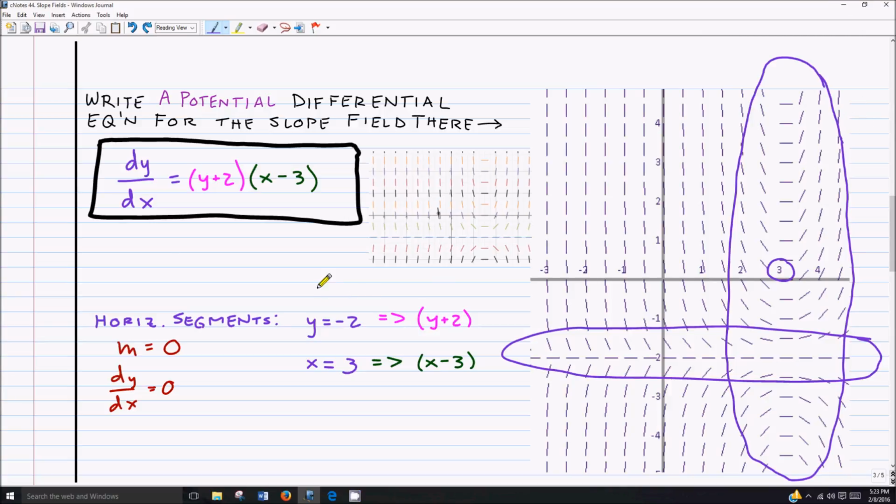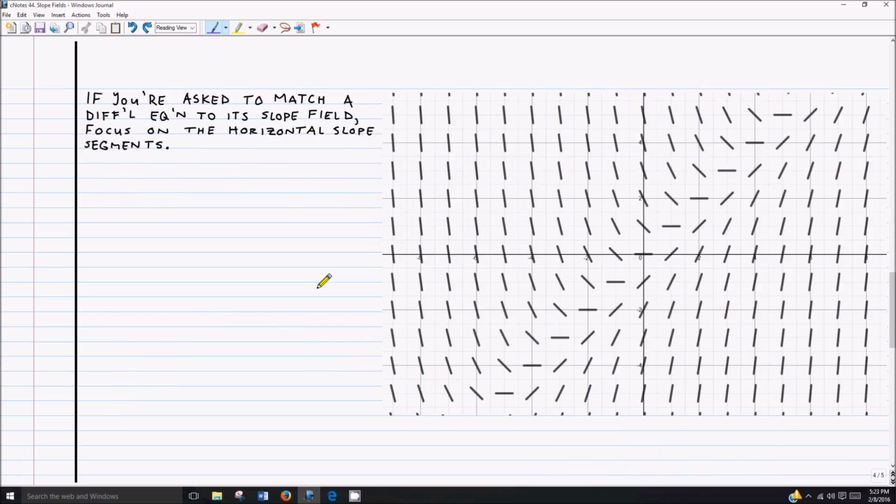Okay, so with that in mind, we basically hit everything that's possibly out there. The last thing I want to do is leave you with some parting thoughts about slope fields. If you're asked to match a differential equation to a slope field, you can really just focus on the horizontal line segments, the segments that have slope 0. And of course we just saw why: those slopes cue us into the zeros of the differential equation. They allow us to match things up.